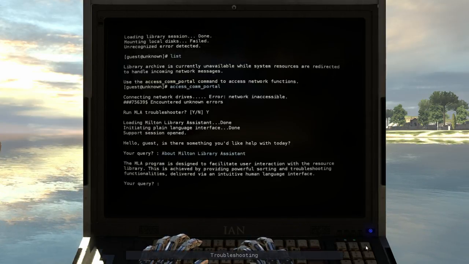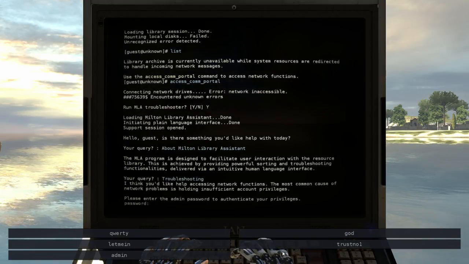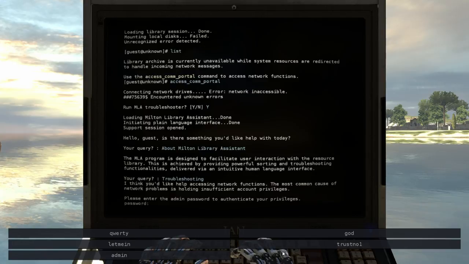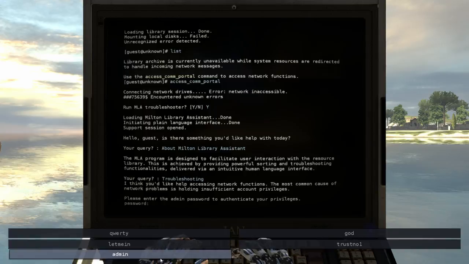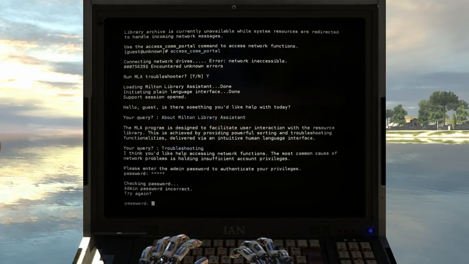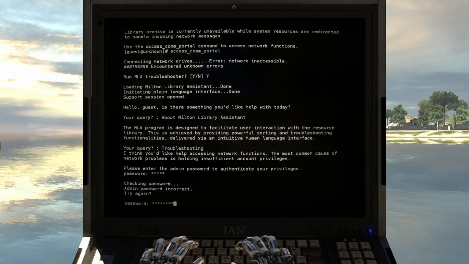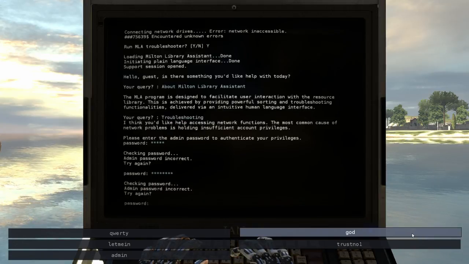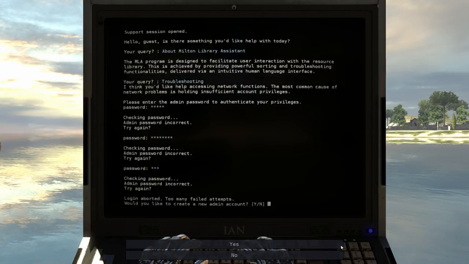What's up? The MLA program is designed... Yeah, we did that. Troubleshooting. I think you'd like help accessing network functions. The most common cause of network problems is holding insufficient account privileges. Please enter your password. Admin. Checking password. Incorrect. Try again. Trust no one. Password incorrect. God. Aborted, too many failed attempts.